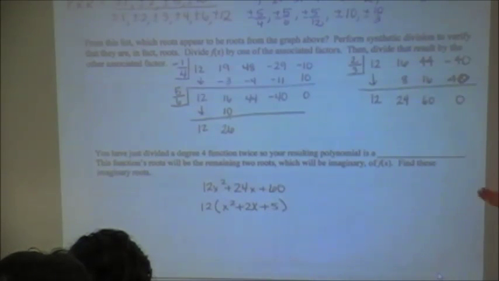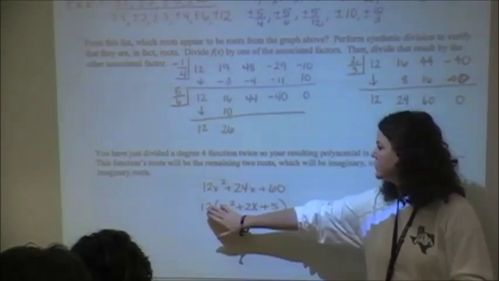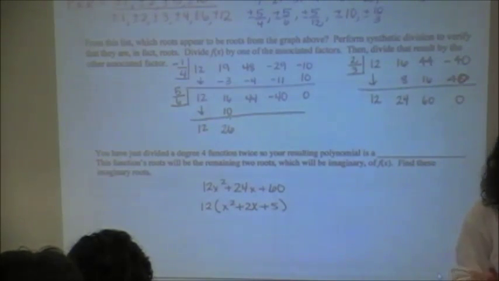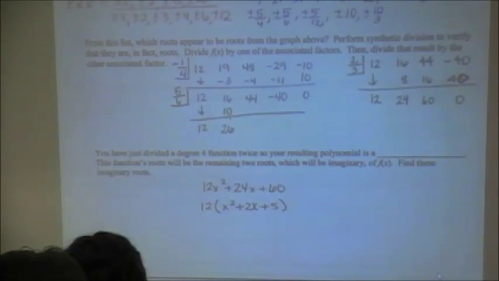Yes, you can, and then you get to a quadratic that you can factor, except this one doesn't factor. But, okay, so we factored the 12 out, and now we have x squared plus 2x plus 5. It doesn't factor, but the quadratic formula will always work, and so will completing the square. So either one of those two that you're comfortable using is what we're going to use at this point.